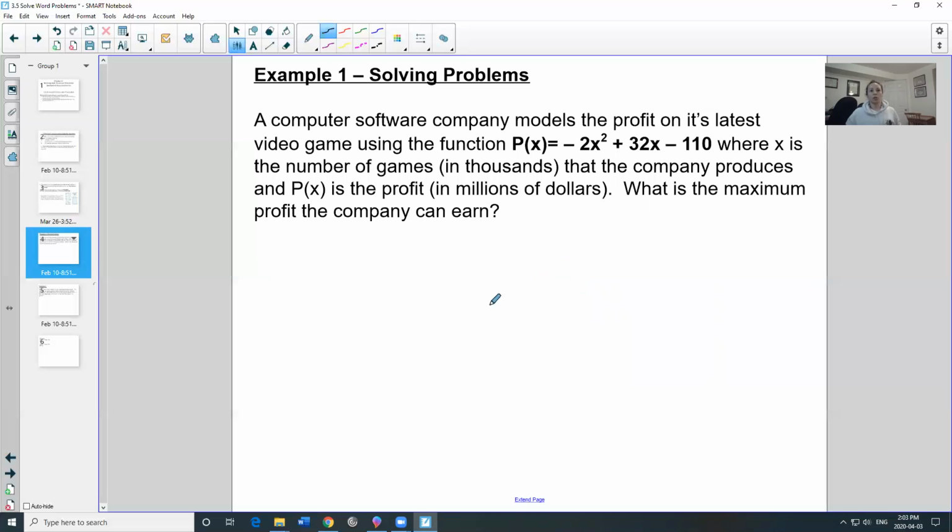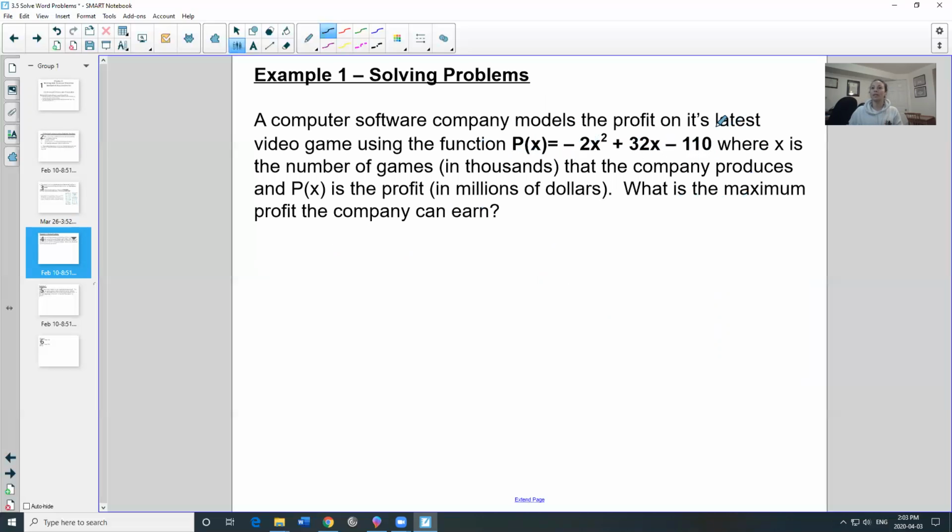All right, so let's look at a quick example, or our first example. So in this scenario, we have a computer software company. We can see that its profit can be modeled using a quadratic equation, which is up here. This is in standard form. X is the number of games sold. P would be the profit. We need to figure out the maximum profit that the company can earn.